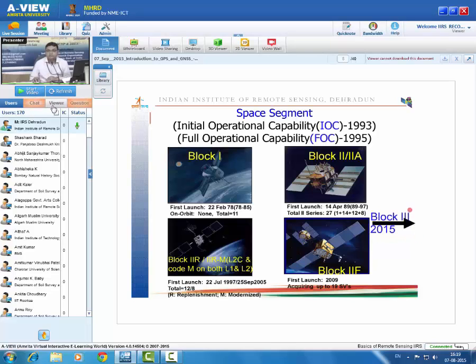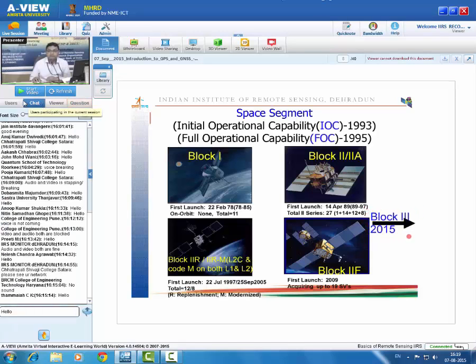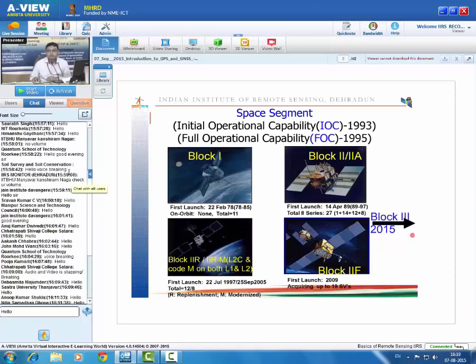It is delayed, and let us hope that it will be coming up soon, with more powerful frequencies and anti-jamming features with strong signals. Like we have mobile jammers, we also have GPS jammers. So block 3 satellites will be strong enough to not get affected by the jamming. So it will be available even if the jammers are there.